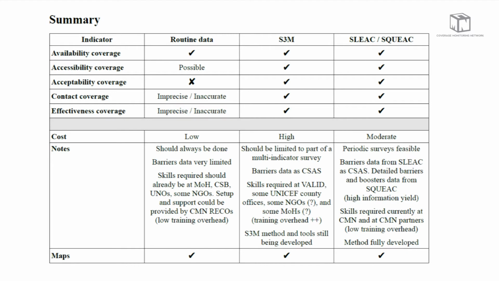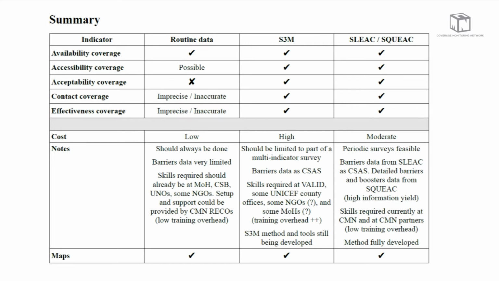So in summary, I think we've got three methods I've discussed: routine data, S3M data, SLEEK and SQUEAK. Now, in routine data, we can get availability coverage. We might be able to get accessibility coverage if we can bother to get our compasses out and draw little maybe 5, 10 kilometre circles around our health centres and make some form of adjustment. We can't get acceptability coverage because that requires getting into people's minds. Contact coverage is going to be imprecise and inaccurate, and effectiveness coverage depends upon contact coverage, so that too will be imprecise and inaccurate.